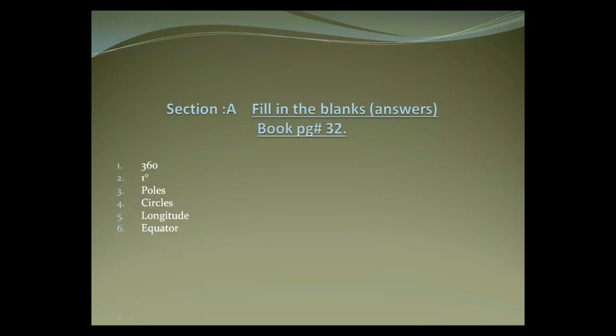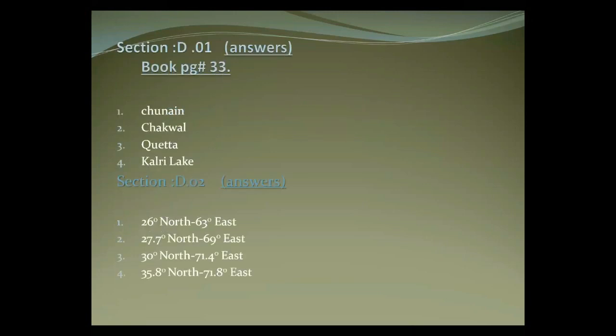So the answer of the first blank is 360. The second is 1 degree. The third is poles. The fourth is circles. The fifth is longitude. And the sixth is equator. Now, come to the next book page number, which we have already discussed, about the graph that is given on page number 33 in your book. We have already shared the practice work. In this way, you can easily understand the whole graph work that is given in your book, page number 33.